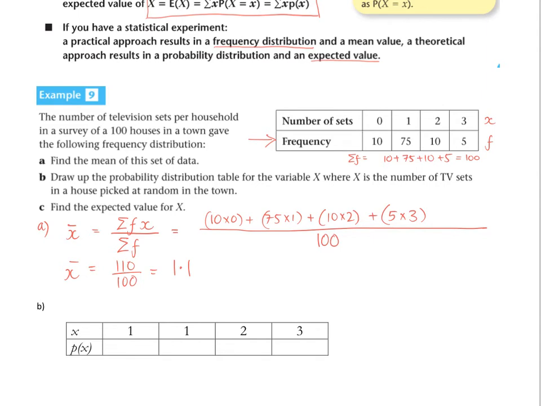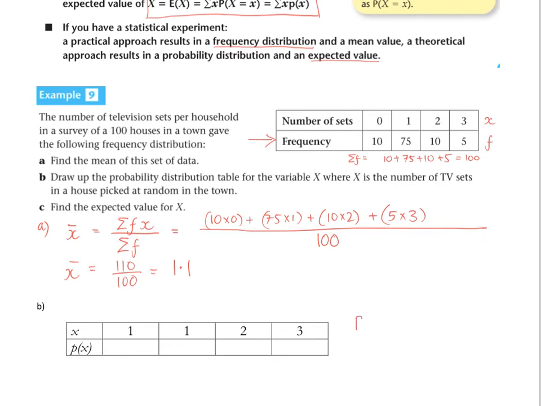Draw up the probability distribution table for the variable X, where X is the number of TV sets in a house, picked at random in the town. So this is a discrete random variable. We've got the table here. That table is not usually given to you. Okay? It's not usually given to you. So let's see if we can work this out then, the probabilities of each one.